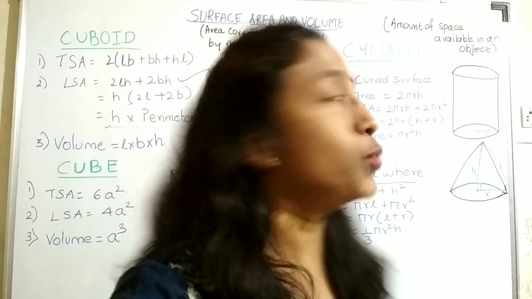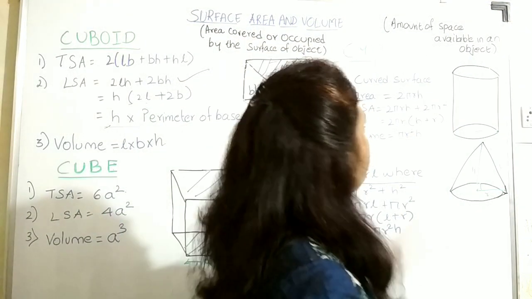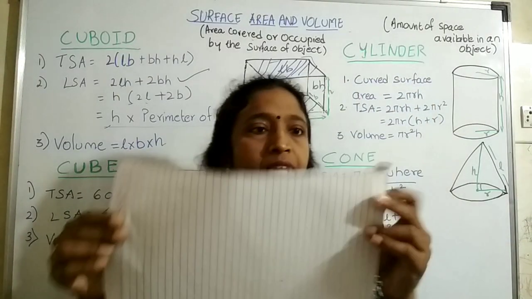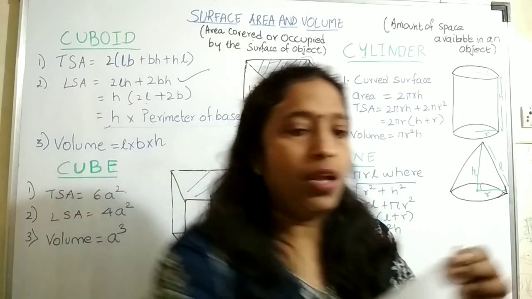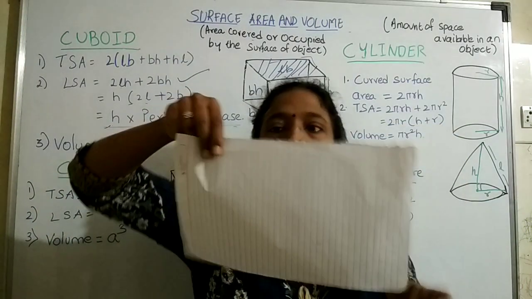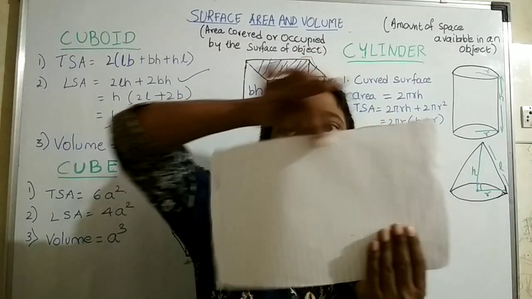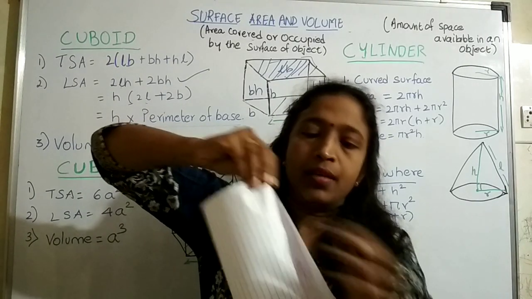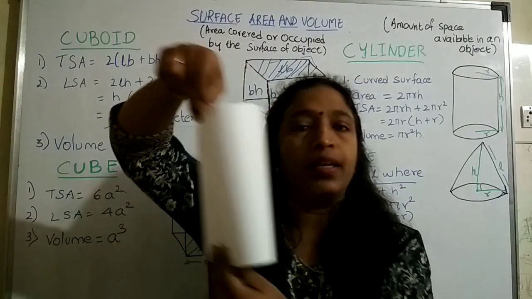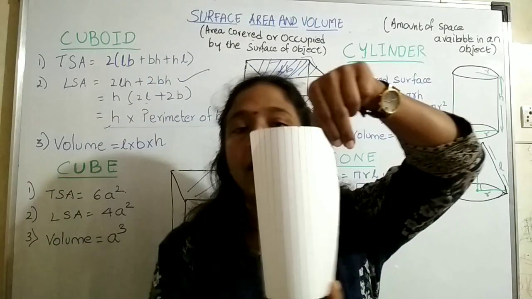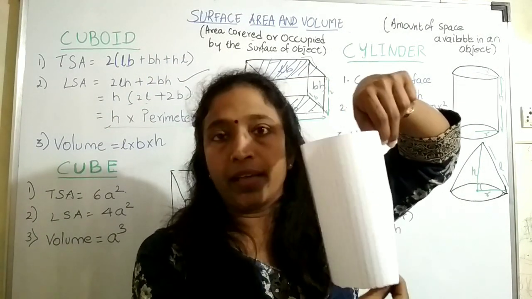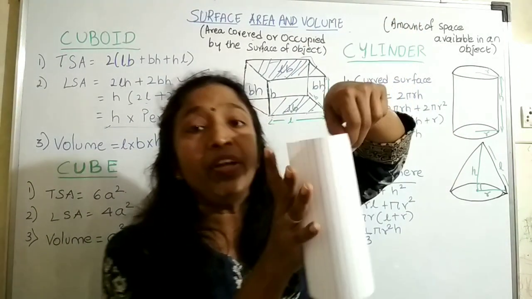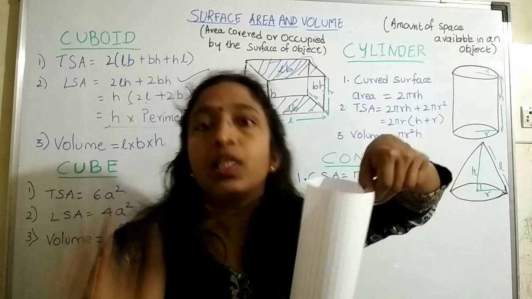Coming to the cylinder part, students. Now we know that the cylinder is actually made up of a rectangular paper. So they have taken a rectangular paper. Now with the help of this, I am folding this rectangle along the length. If I stick it, I get a cylinder. So by folding a rectangular sheet of paper, we get a cylinder.